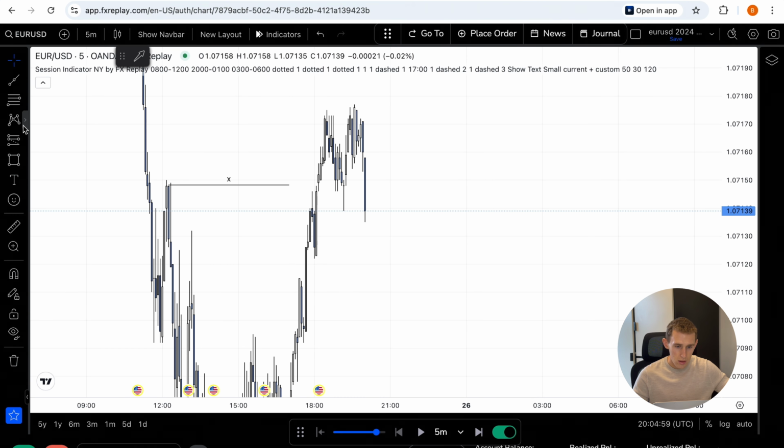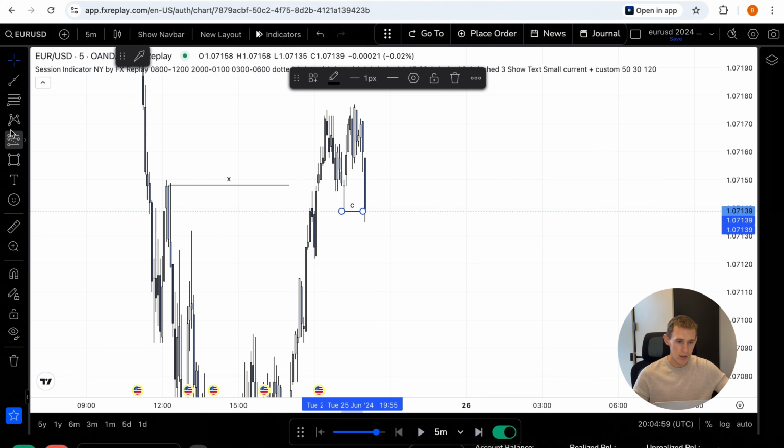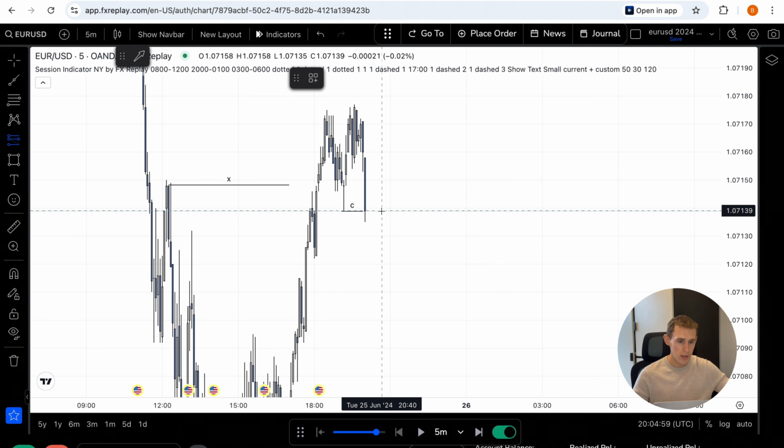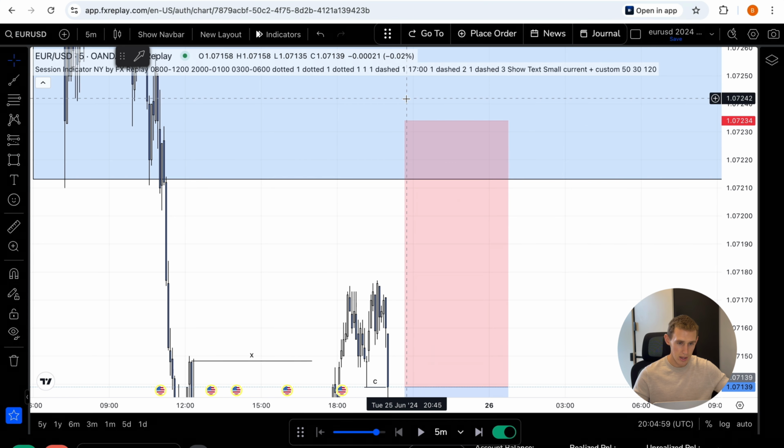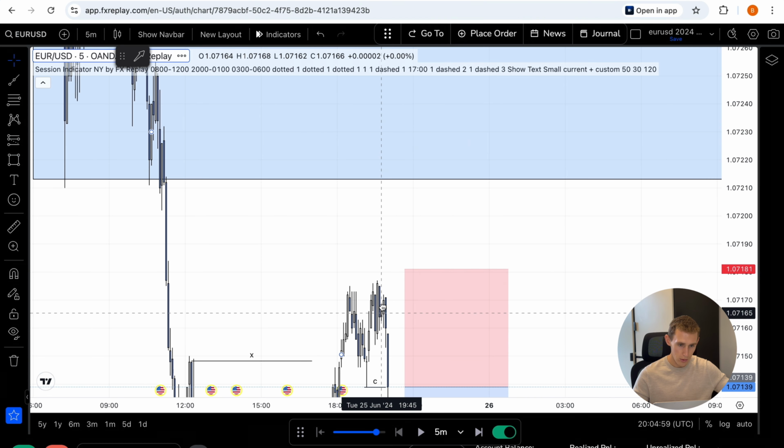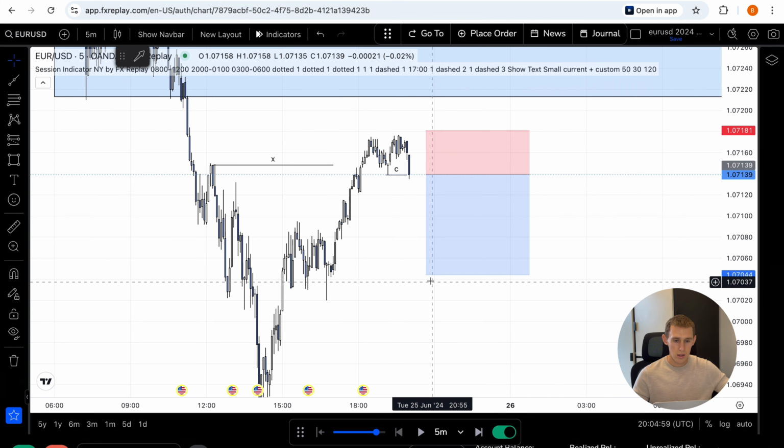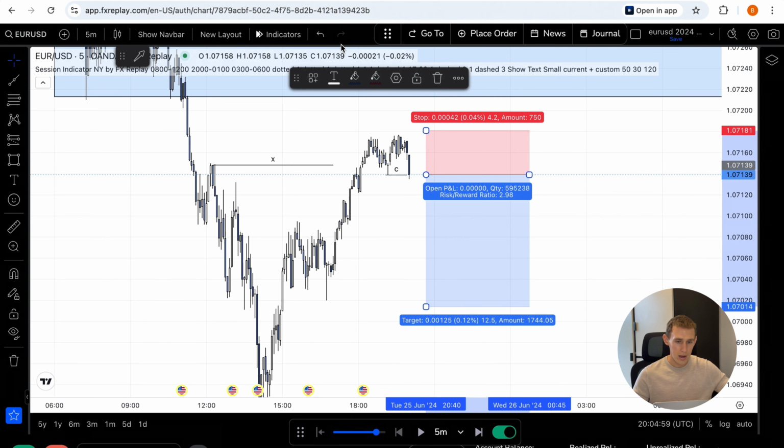Yeah, there you go. Perfect entry right there. We've had our change of character. After the sweep of liquidity, I'm going to enter here, just market execution, because the risk reward is probably already worth it. Let's have a look. Can we get a 1 to 3 before the low? Yep, we can. So I'm just going to enter here.